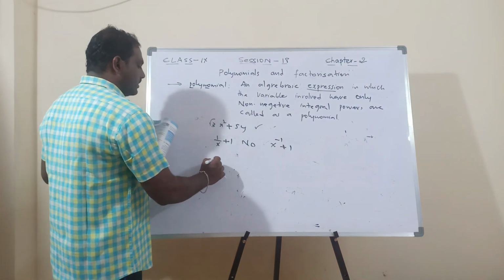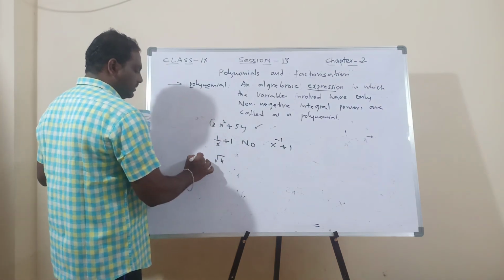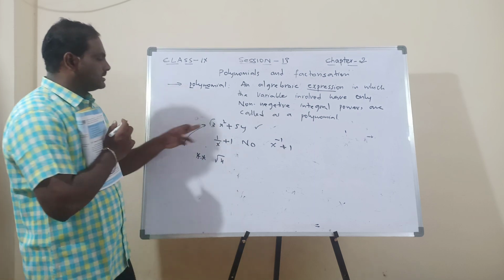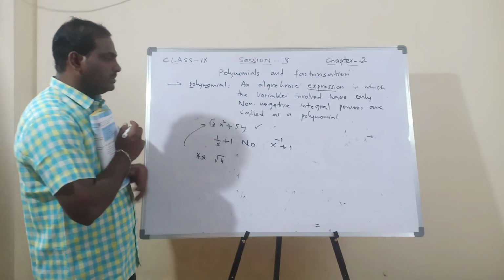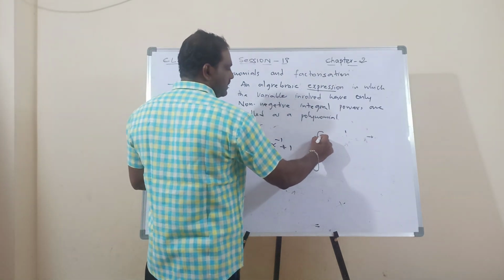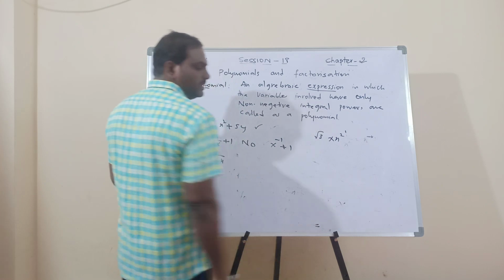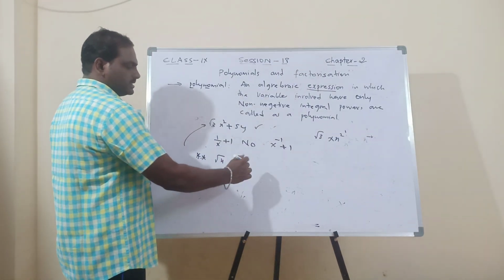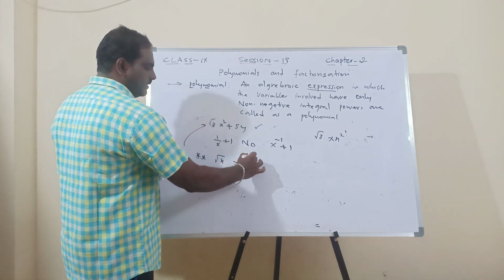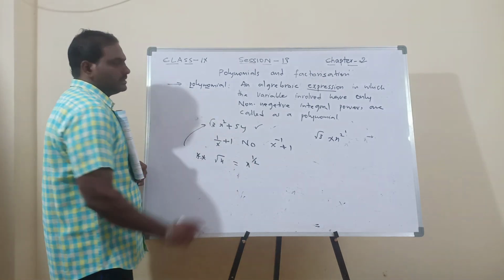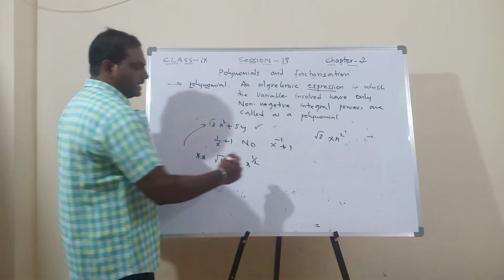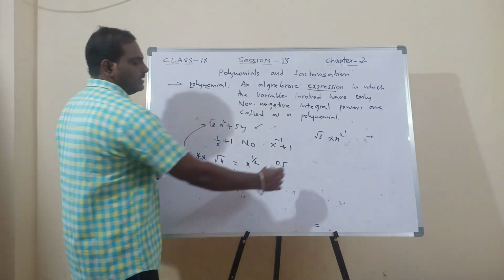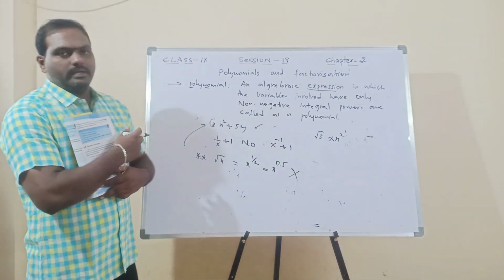Next question. Root x. Very, very important question. Root x is a polynomial or not? Look at this. Root 3x square and this is root x. Root 3x square means root 3 into x square. And this is root x. You know what is meant by root x? We will learn in square roots. Root x is x power 1 by 2. So 1 by 2 is nothing but x power 0.5. We got a decimal. That's why it is not a polynomial.